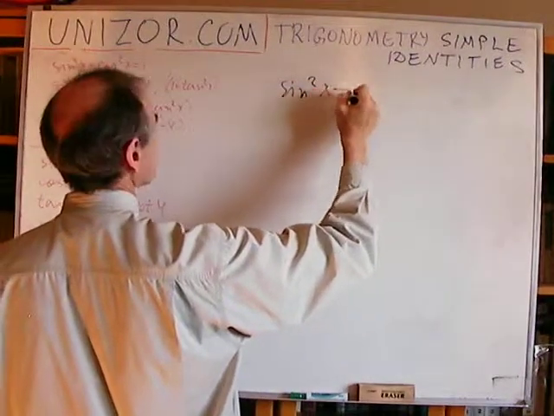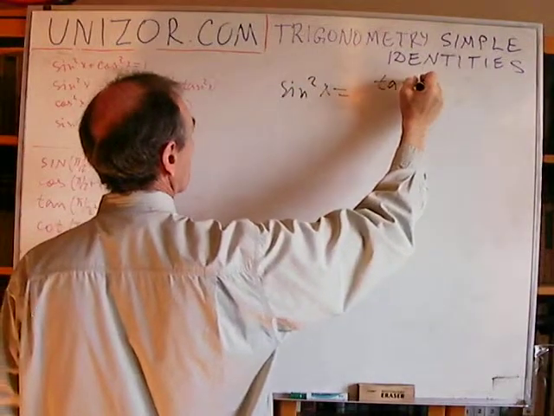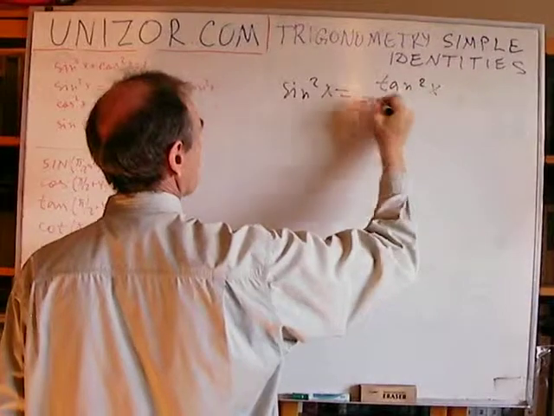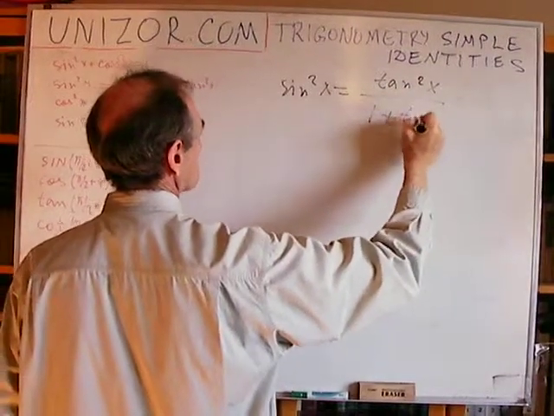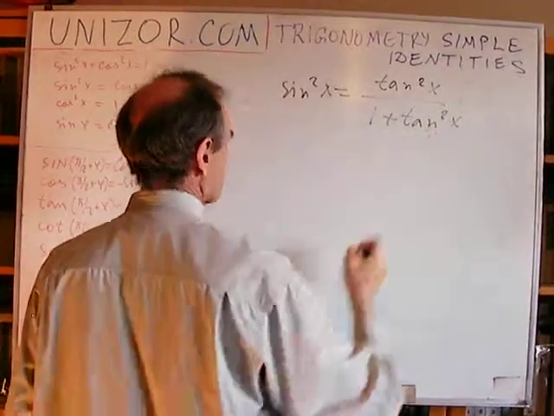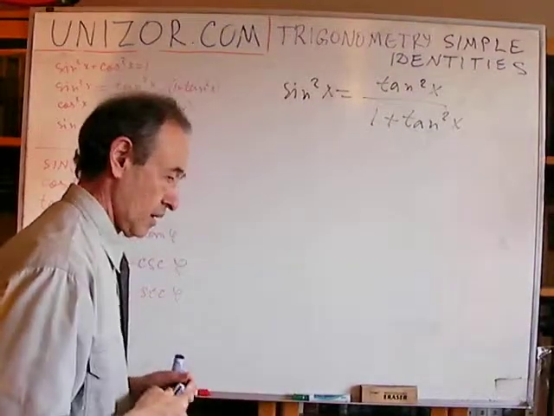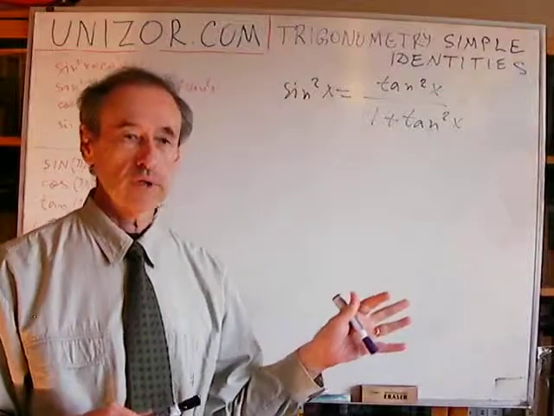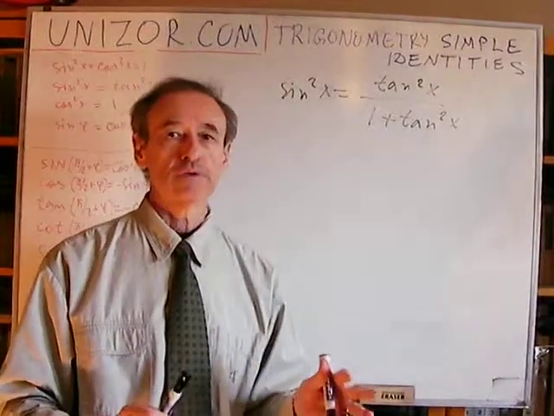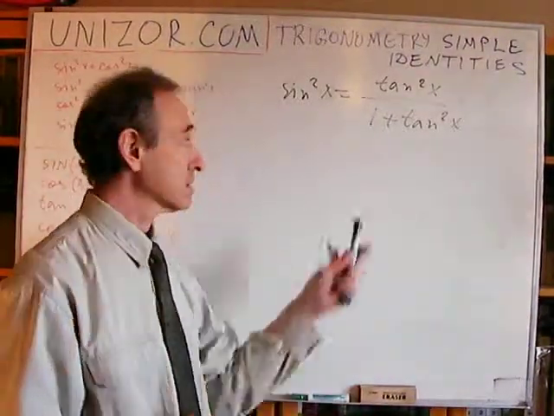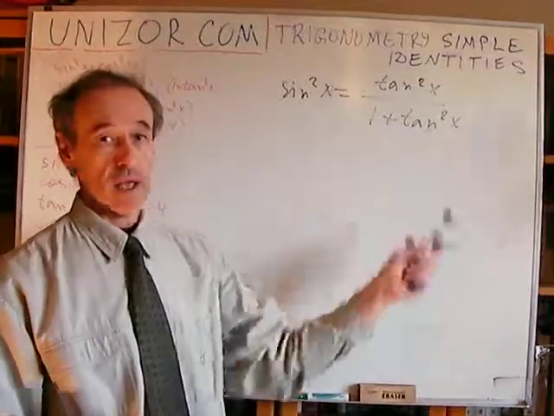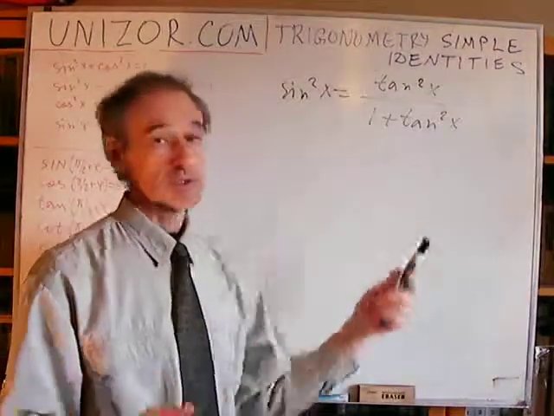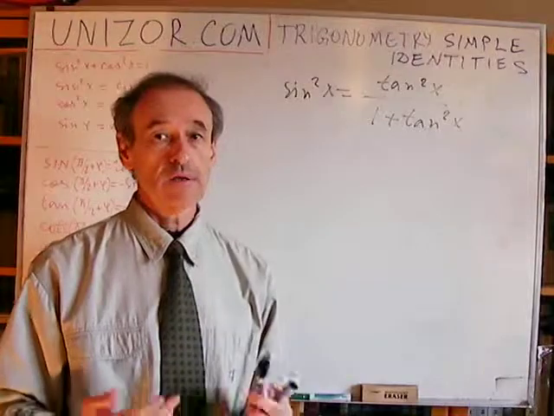Sine square x equals tangent square x over 1 plus tangent square x. Now, what can we say about this identity? Well, even if I will prove it, the first thing you really have to keep in mind is that this is not necessarily true for any x. Why? Because tangent is not necessarily defined for any x.